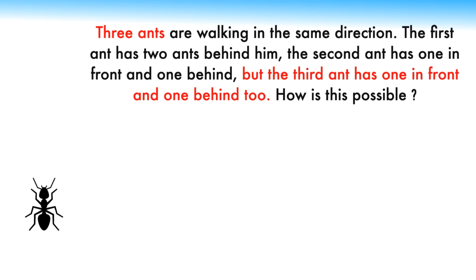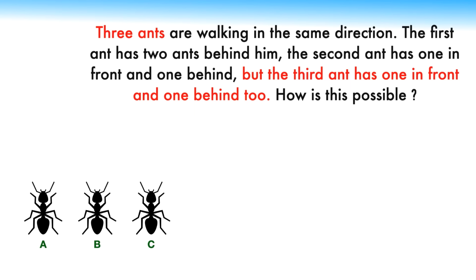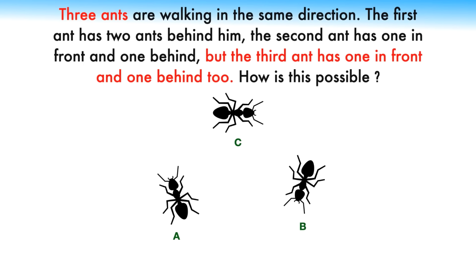Let me explain the solution now. The most widely accepted and logical answer to this riddle is the ants are moving in the same direction but in a circular manner, not in a straight line. Let's say the ants are A, B and C. A has B and C behind him, B has A in front and C behind, and C has B in front and A behind. In this way, the third ant has 1 in front and 1 behind too.